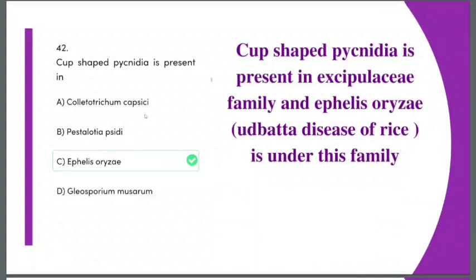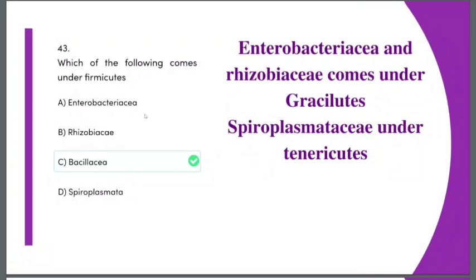42 is, cup-shaped pycnidia is present in. So it's present in Aphelenchoides oryzae, as cup-shaped pycnidia is present in Excipulaceae family, and Aphelis oryzae comes under this family. It causes Obata disease of rice.